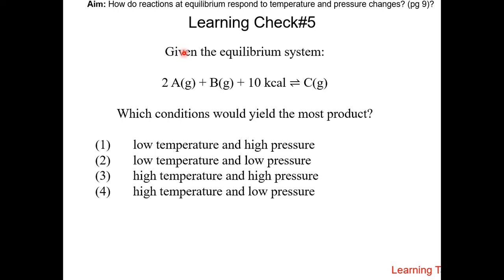Learning check number 5. Which conditions will yield the most product? Pause the video and resume as completed. Since you want to favor the product side, you have to increase the temperature since energy is on the reactant side. And since there are 3 gas molecules on the reactant side and 1 gas molecule on the product side, you also need to increase the pressure. The answer is choice 3.